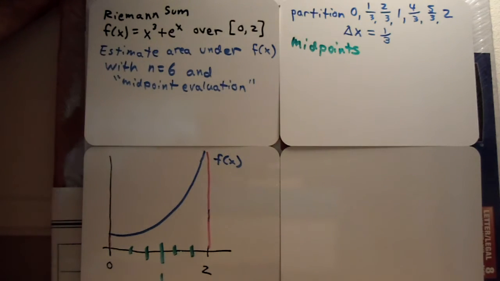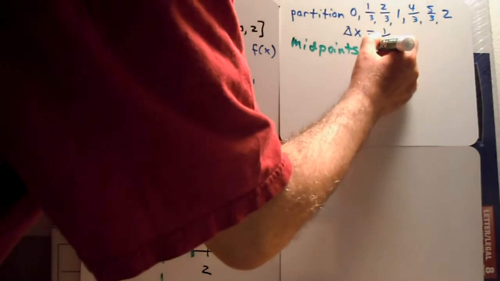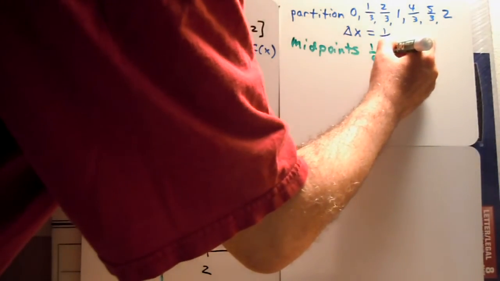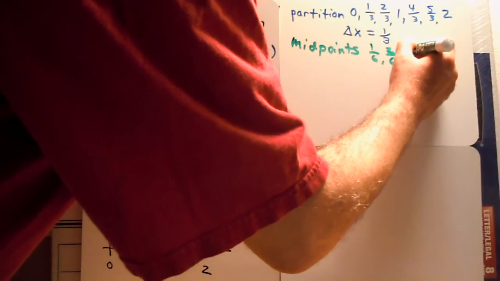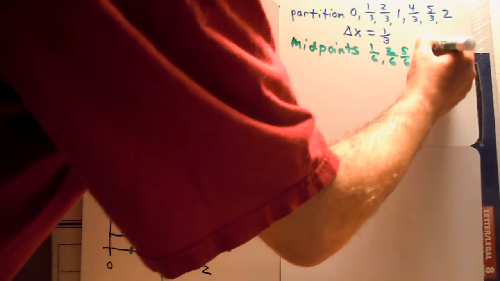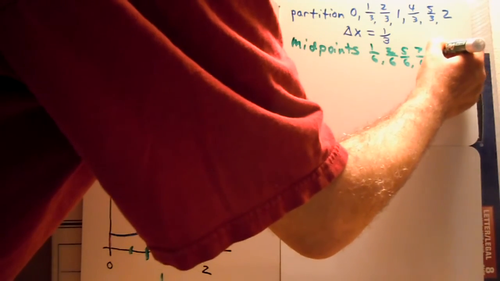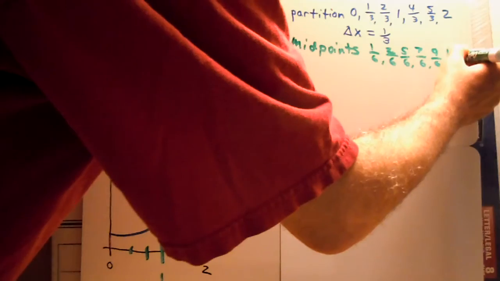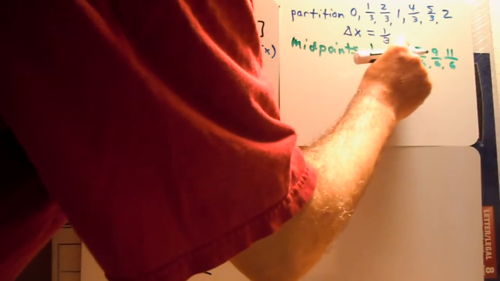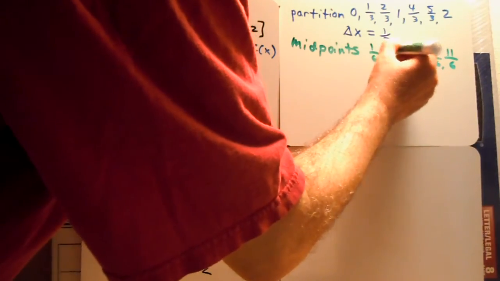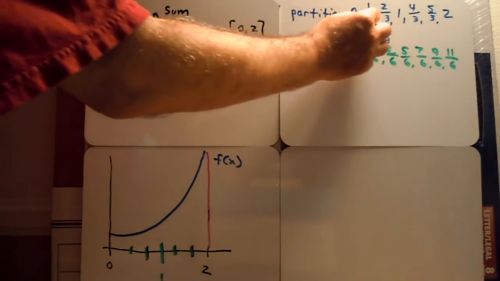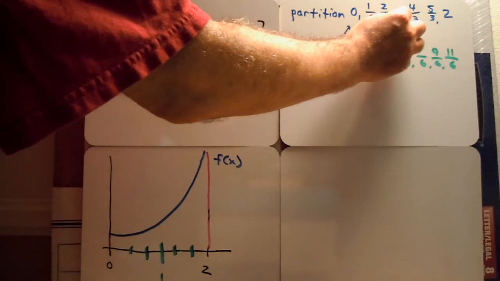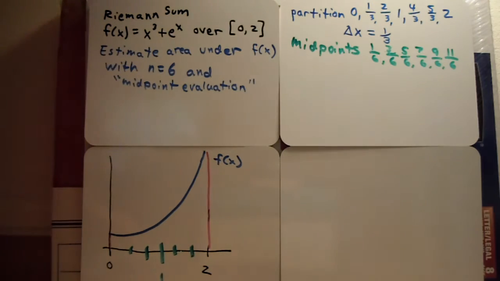So therefore, the midpoints, those values that we call c sub i, are going to be 1/6, 3/6, 5/6, 7/6, 9/6, and 11/6. So those are the midpoints of each of the subintervals, the midpoints between these values that are the boundary points of our subintervals, our partition.